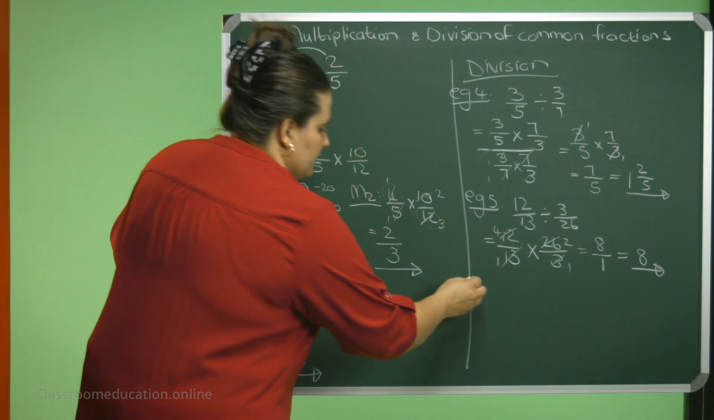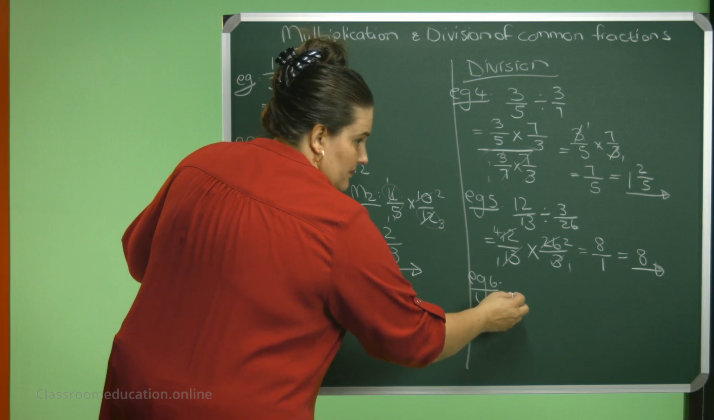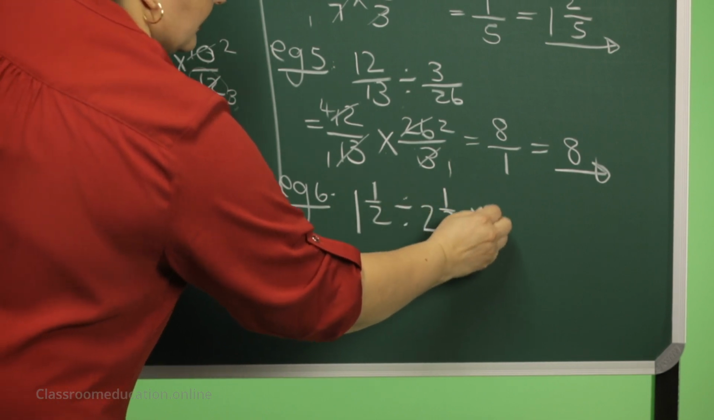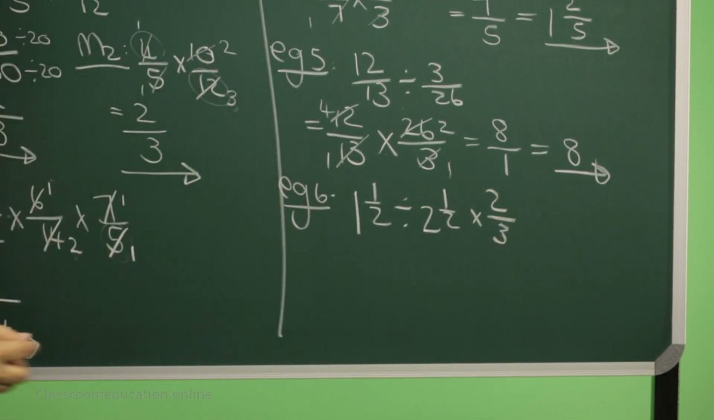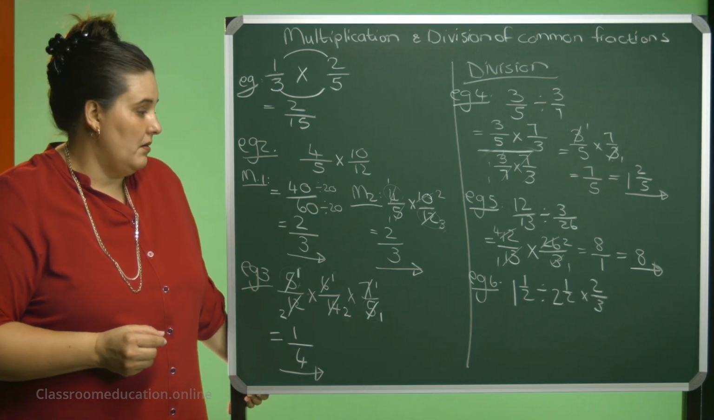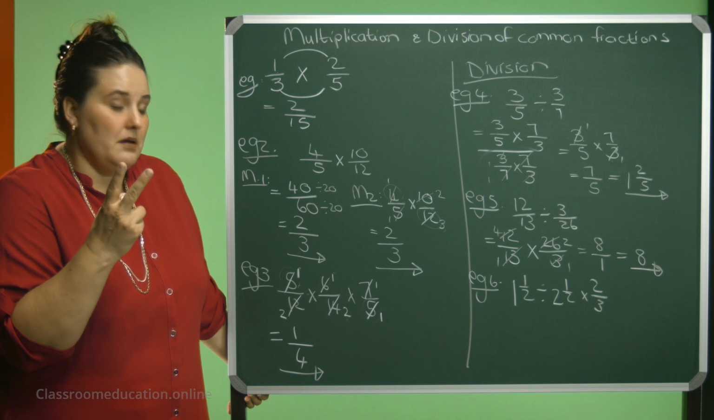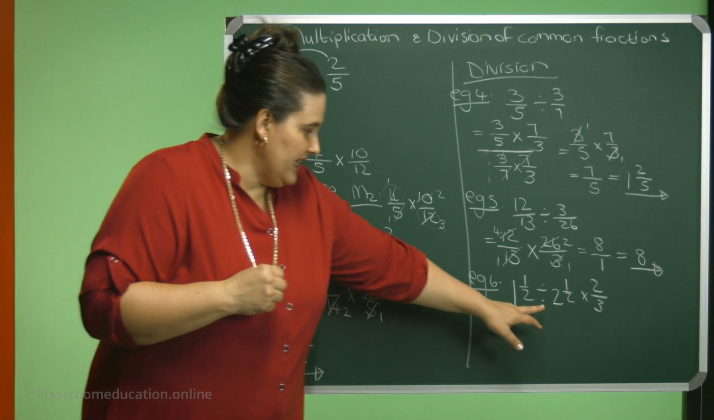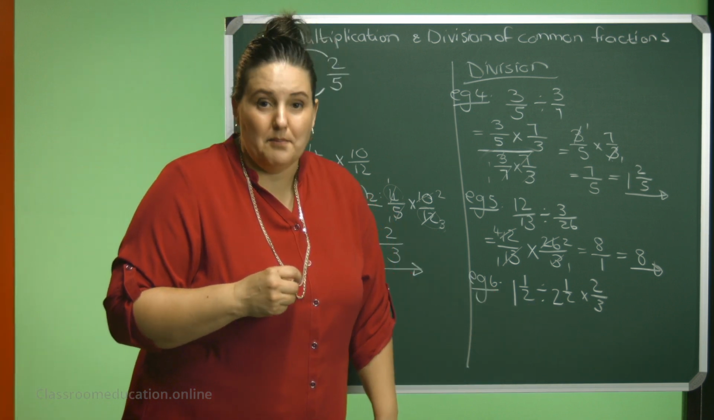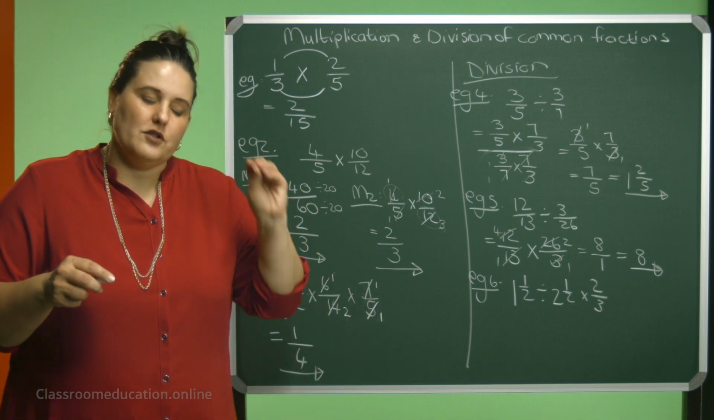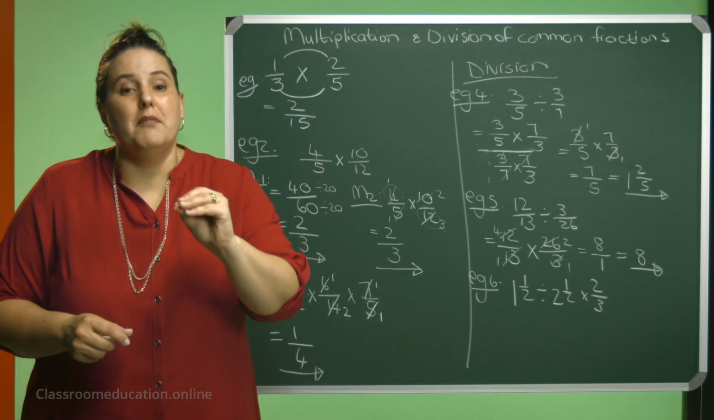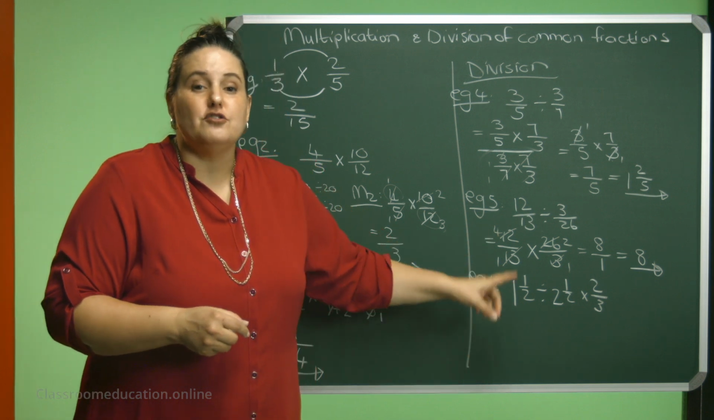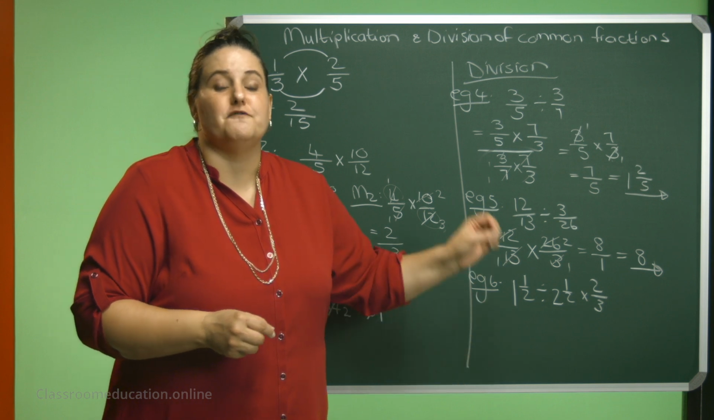Last example. Example 6. 1.5 divided by 2.5 times 2/3. Oh, this might be a tricky one now. Okay, there's 2 things bothering me here. First thing is a division sign. Second thing is we are using mixed numbers. Boys and girls, careful, careful, careful. You cannot multiply fractions if it's in mixed number form. You need to change it to improper fractions first.